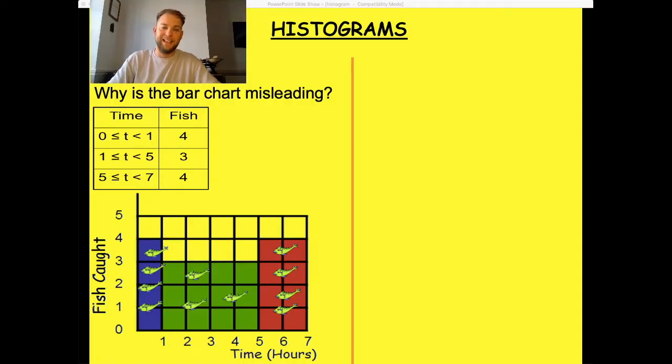Welcome to today's lesson on histograms. First of all, we're going to talk about the difference between a bar chart and a histogram, because a lot of people think they're the same, but they're actually completely different.